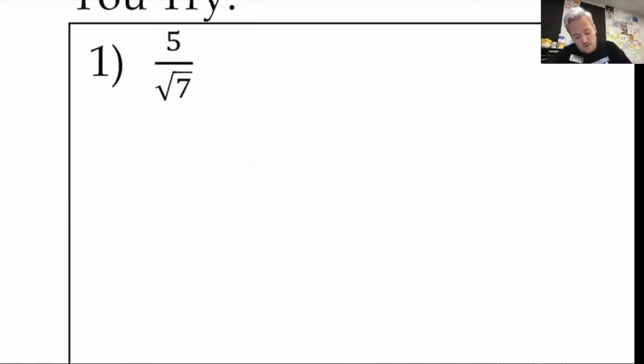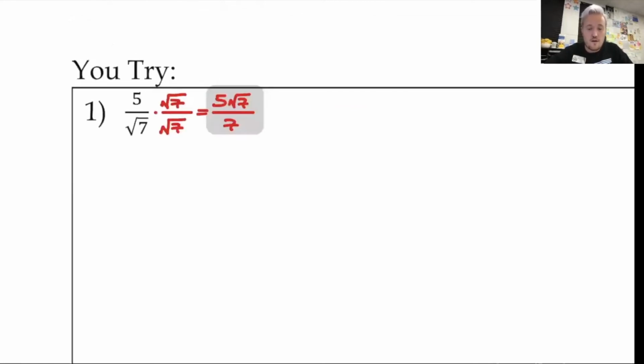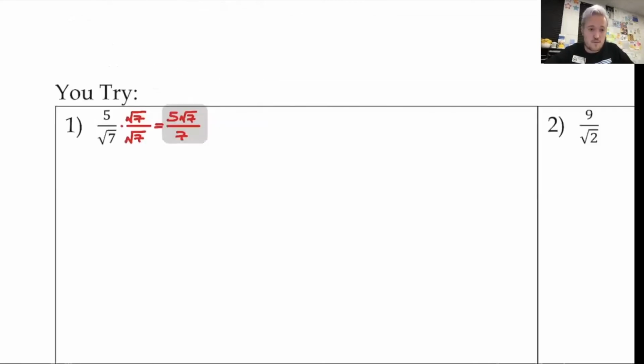For the very first one here, I'm going to rationalize by the denominator value, so the square root of 7 over the square root of 7. I'm going to multiply across. So we're going to have 5 root 7 over 7. The fraction cannot simplify anymore, so this is your final answer, 5 root 7 over 7. Some of your rationalizing problems are going to be as simple and straightforward as this one, but they won't always be, tragically.